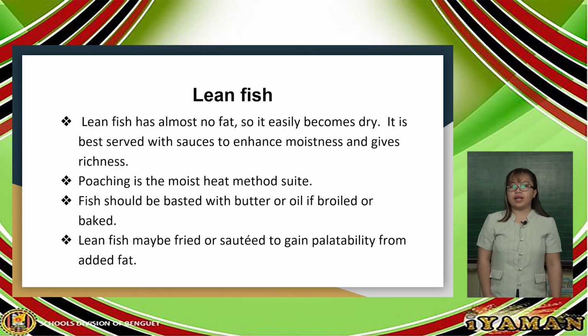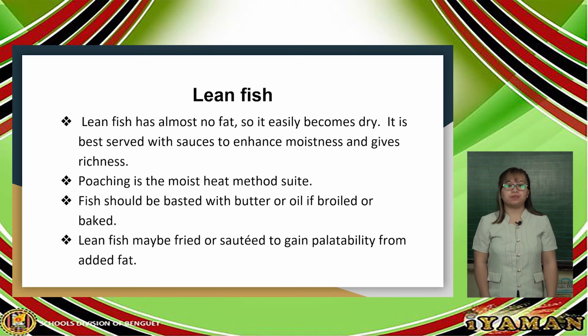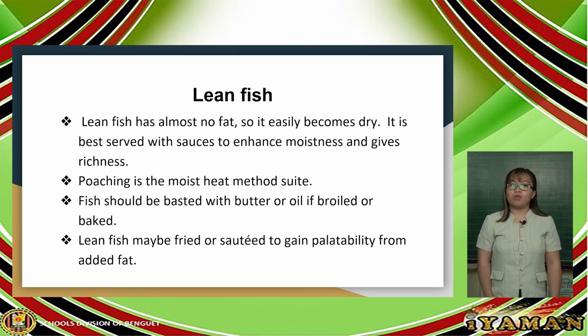We have here the different kinds of fish to be cooked. We have two. Number 1 is lean fish. Lean fish has almost no fat, so it easily becomes dry. It is best served with sauces to enhance moistness and give richness.